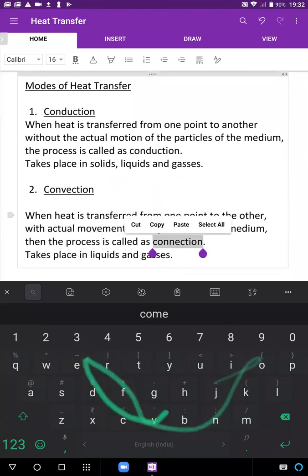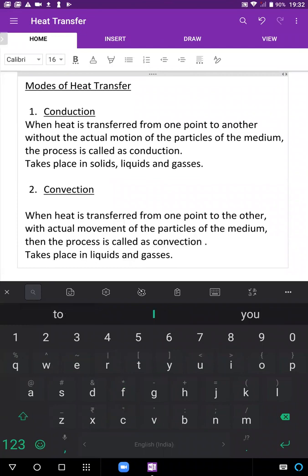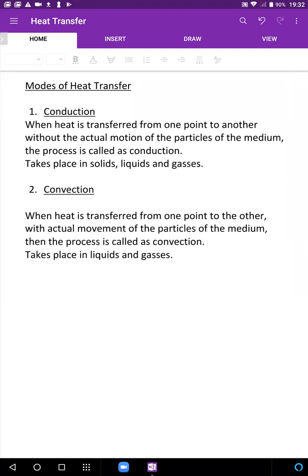But in liquids and gases it can definitely happen. Okay? In liquids and gases, of course, this process can happen. So in liquids and gases, heat can be transferred via conduction as well as via convection. What actually happens in a liquid?